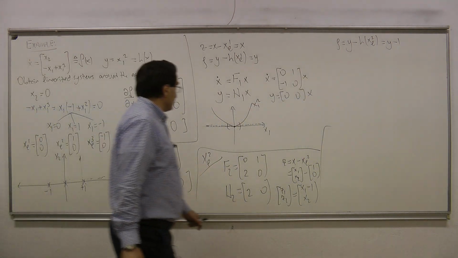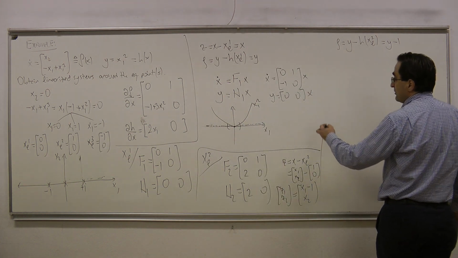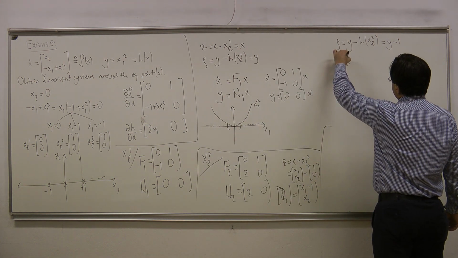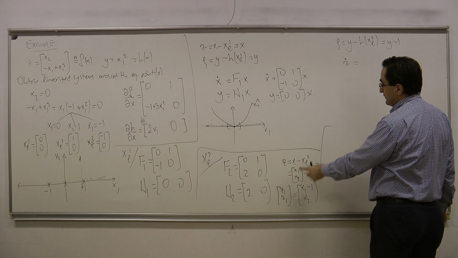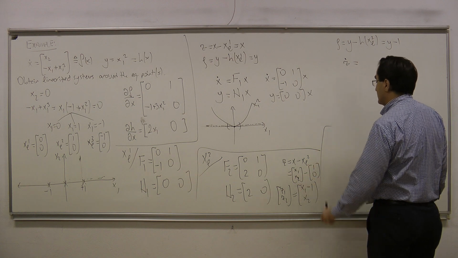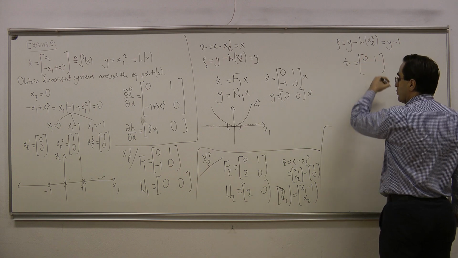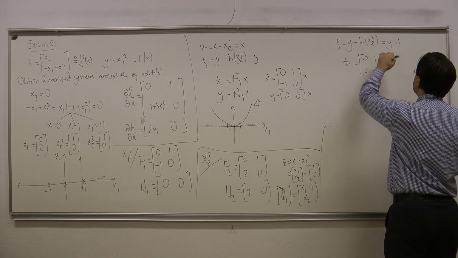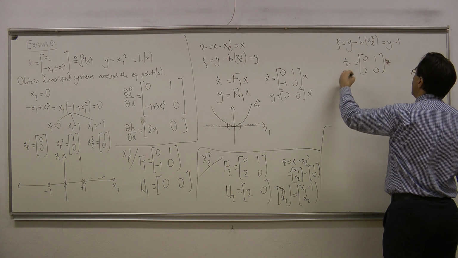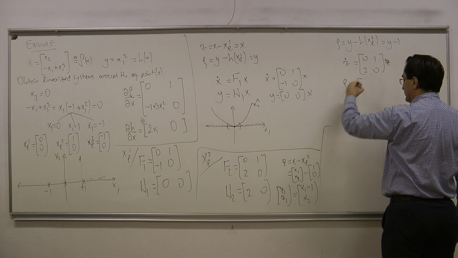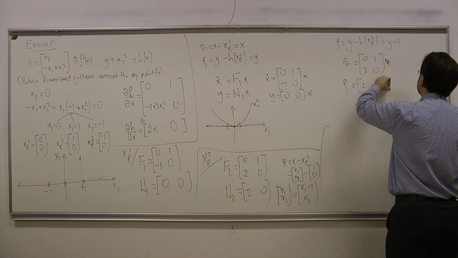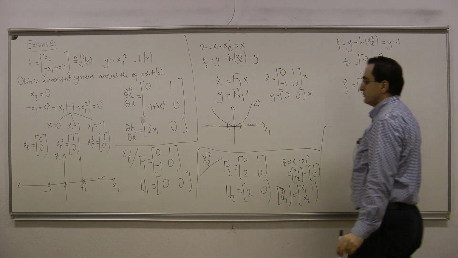So now we can write our state dynamics equation. In this case, I need to use z because z is not equal to x anymore. So I would have the system dynamics as z dot equals 0, 1, 2, 0 times z. And rho equals the new output matrix 2, 0 times z.